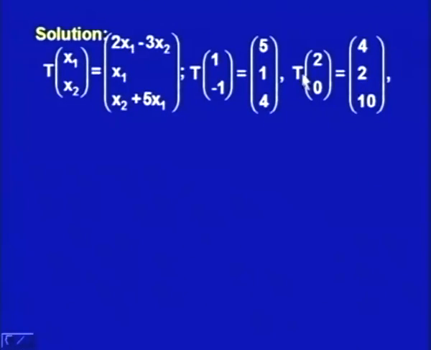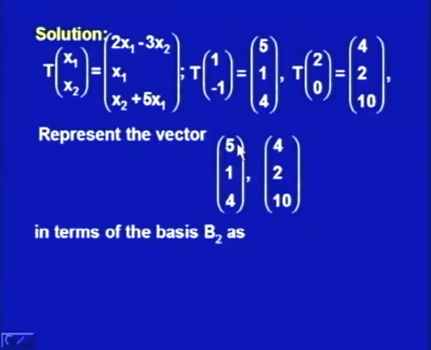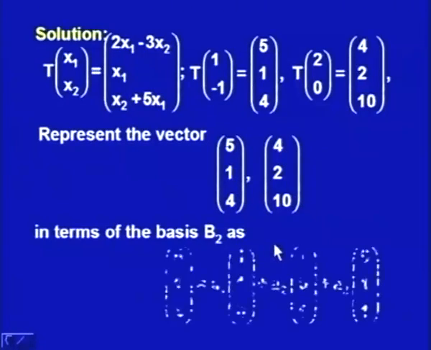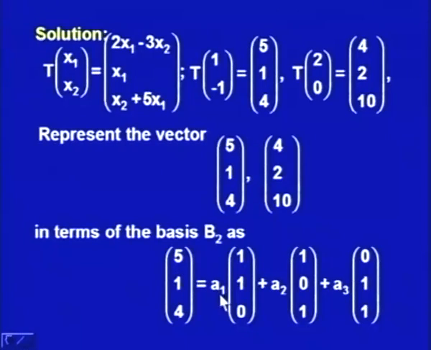The second vector (2, 0) will map to (4, 2, 10) in R3. Here x1 is 2 and x2 is 0, so when we substitute, it will be 4, 2 and 10. Now, we try to represent the vectors (5, 1, 4) and (4, 2, 10) in terms of the basis B2. So, (5, 1, 4) is represented as a linear combination of the basis vectors (1, 1, 0), (1, 0, 1) and (0, 1, 1). So, we have to determine A1, A2, A3 so that this equation is satisfied.